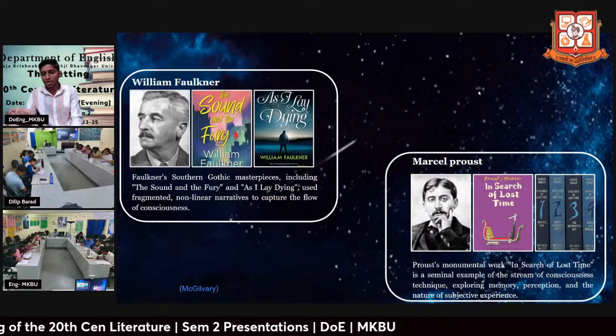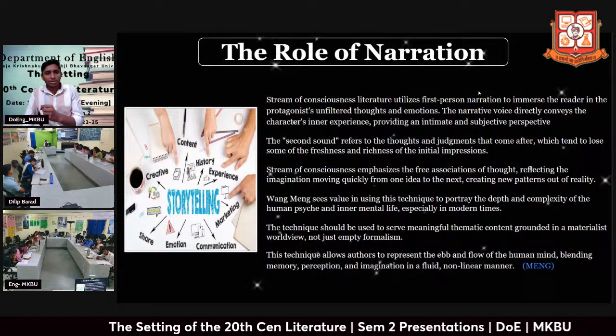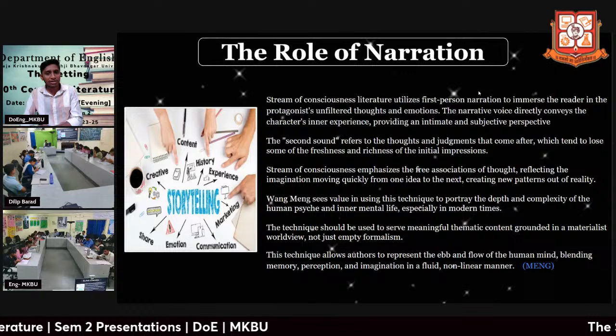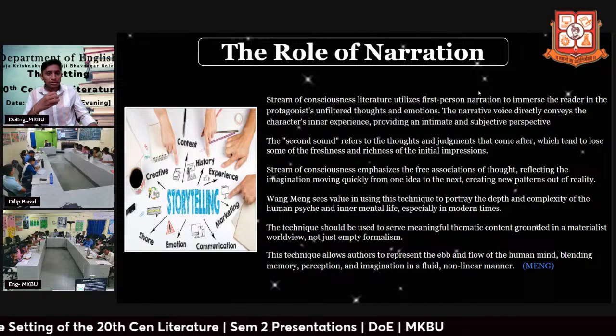The role of narrative. Stream of consciousness in literature utilizes first-person narrative to immerse the reader in the protagonist's unfiltered thoughts and emotions. The narrative voice directly conveys the character's inner experience, providing the ultimate subjective perspective. The second sound refers to the thoughts and judgments that come after, which tend to lose some of the freshness and richness of the initial internal impression.